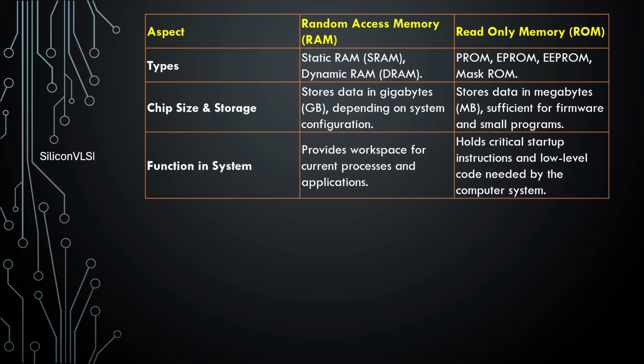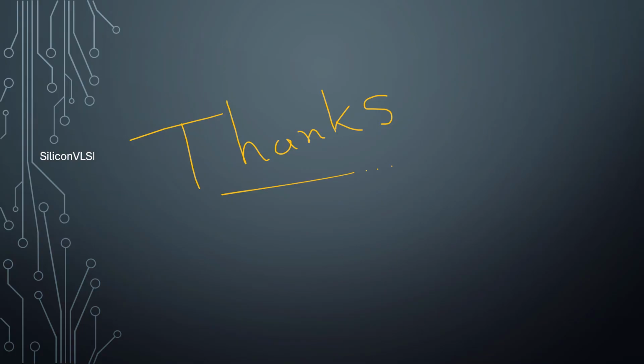In terms of function in the system, RAM provides workspace for current processes and applications, while ROM provides the critical startup instructions and low level code needed by the computer system. So this is how we can explain the difference between RAM and ROM.